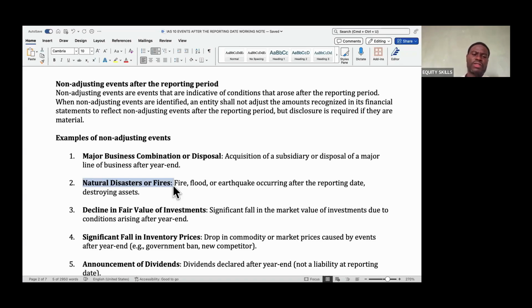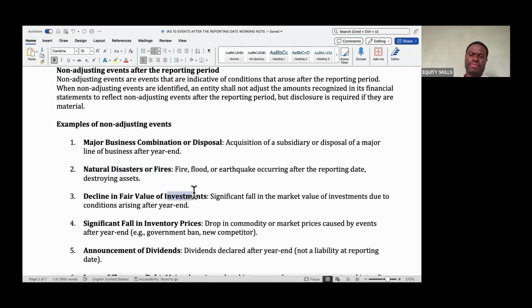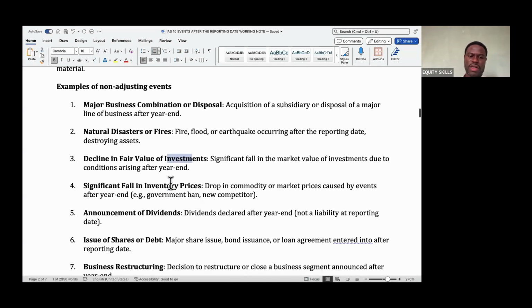It's a new event. Or the value of our investment fell, maybe because of government policy or because of economic circumstances. These are new transactions, new events. Or the prices of our inventory fell, again, because of probably government policies or because of a new competitor. These are non-adjusting events.